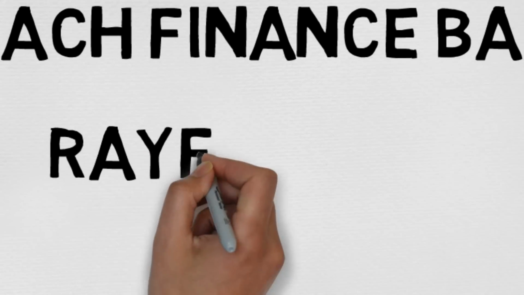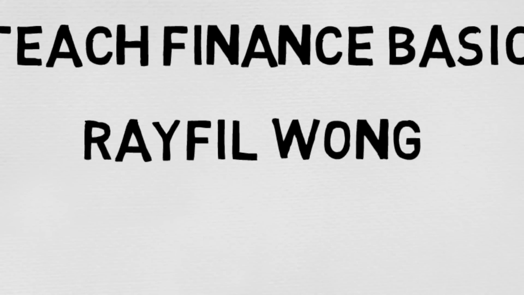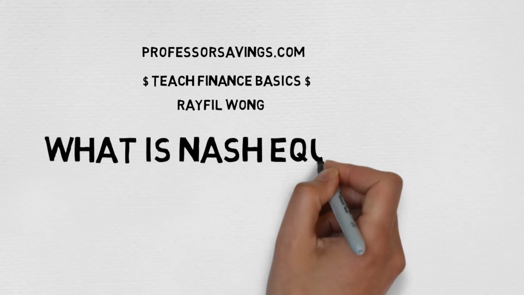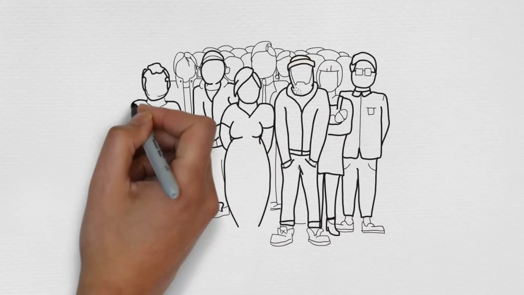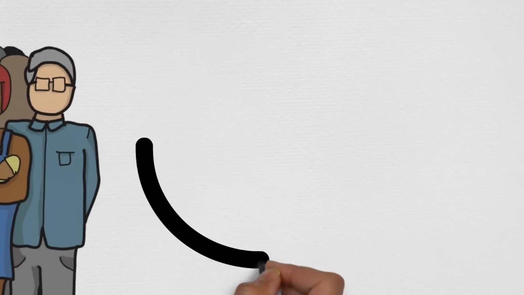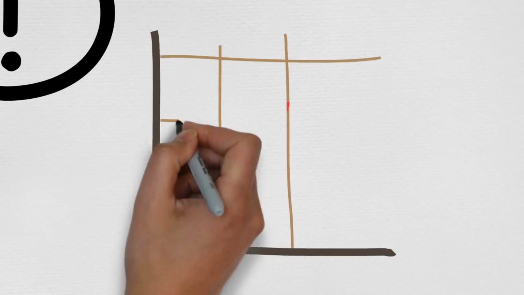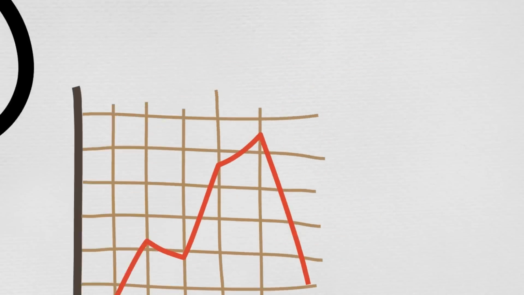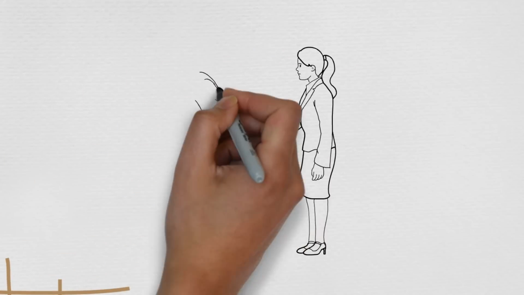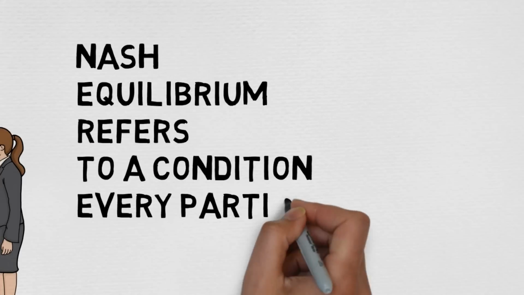Today's topic: what is Nash Equilibrium? Well, it's a key concept of game theory, and it helps explain how people and groups approach decisions using this kind of strategy. Another fact is that it's named after John Nash. The idea of Nash Equilibrium has been used in economics as well as other industry fields. The Nash Equilibrium refers to a condition where every participant has optimized its outcome.